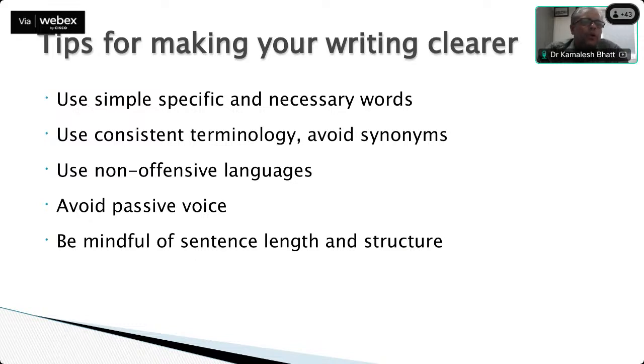And lastly, some tips for making your writing clearer: use very simple and necessary words. Use consistent terminology. So one time you are writing type 2 diabetes, then another time you are writing non-insulin dependent diabetes, not like that. You use a particular term, then you use it throughout your paper. Use non-offensive language. Your language must not be offensive. Avoid passive voice. The length of the sentence should be reasonable. It should not be too long or too short. Okay.